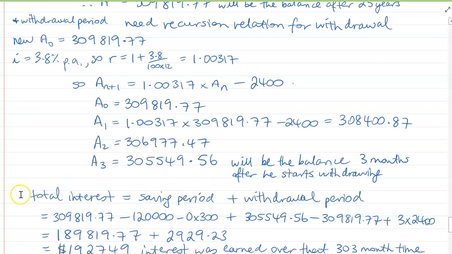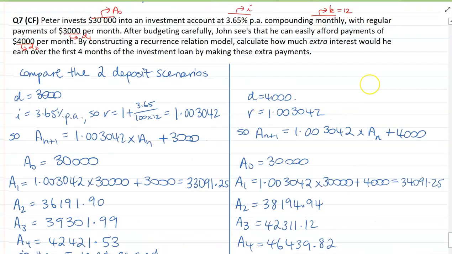Now if I work out the total interest during that whole 303-month time period, that means that the first part he would have earned $189,819.70 interest over that 25 years, as well as during the 3 months $2,929.23. So altogether he earned $192,749 interest.